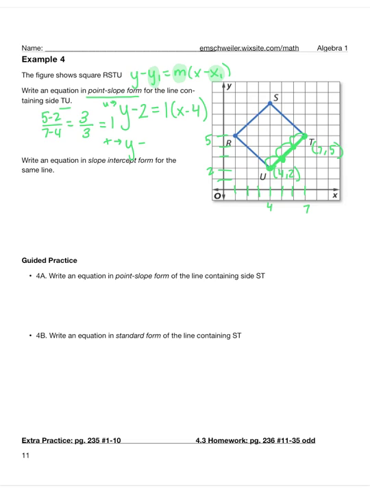minus 5 equals 1. The slope would not change. And then x minus 7. So both of these are correct options for the answer.